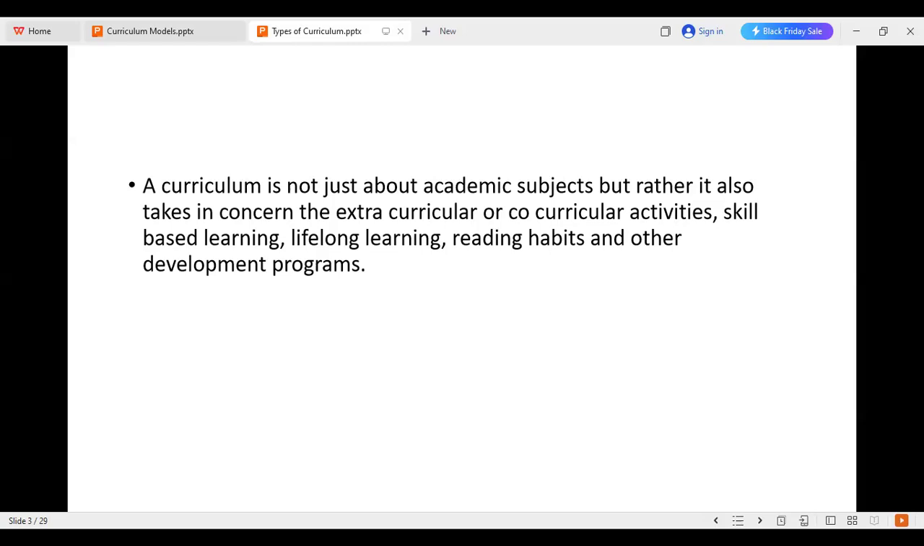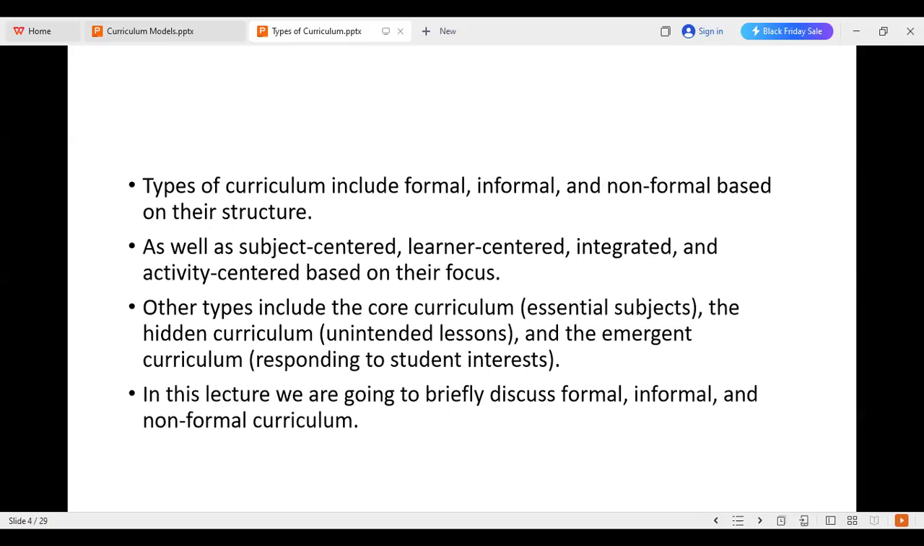Right. Now we are going to the main part of this second lecture today. Second lecture: types of curriculum include formal, informal, and non-formal. There is another way to categorize; later we can see that.